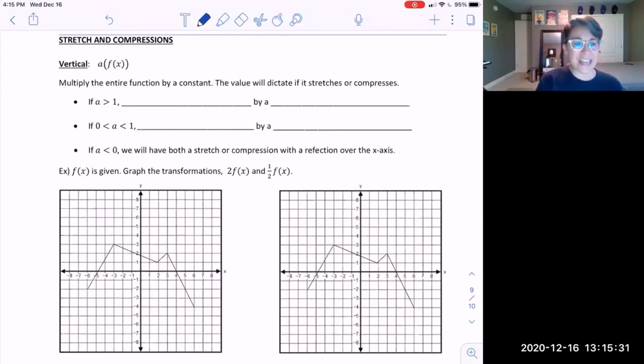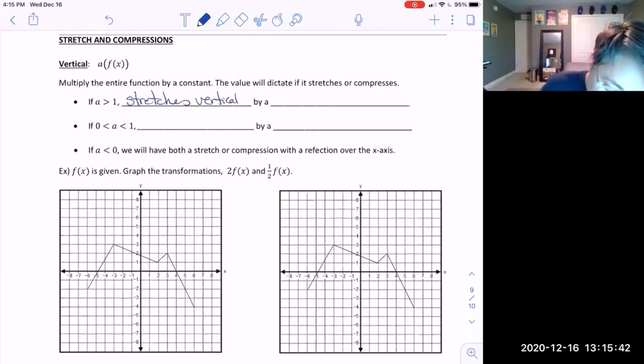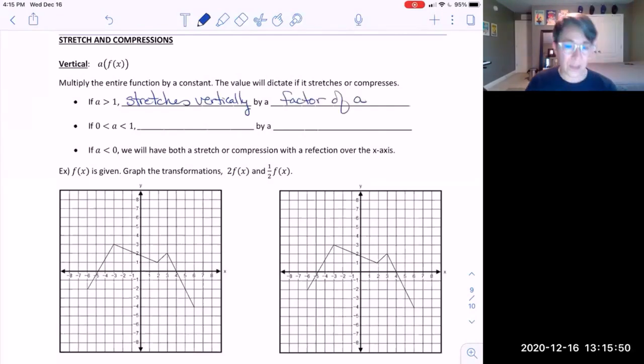So if that a, that constant, is greater than 1, then that means it stretches vertically by a factor of a. In other words, if you're multiplying everything by 3, then all the y values are going to be multiplied by 3. So it's going to stretch it.